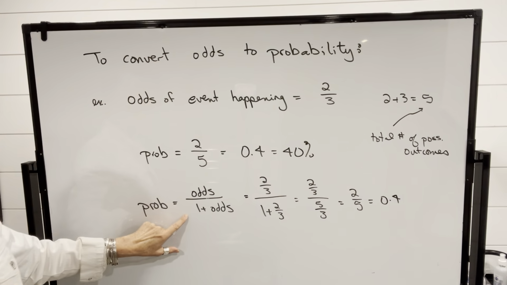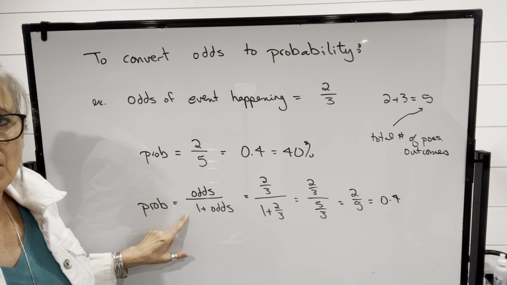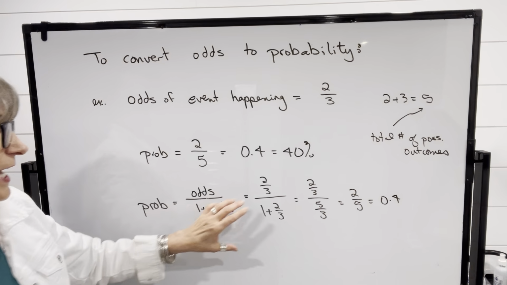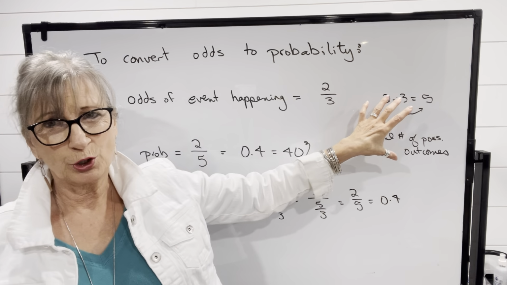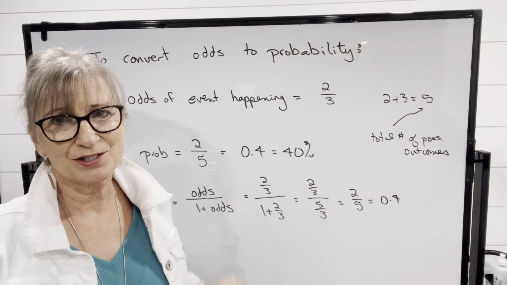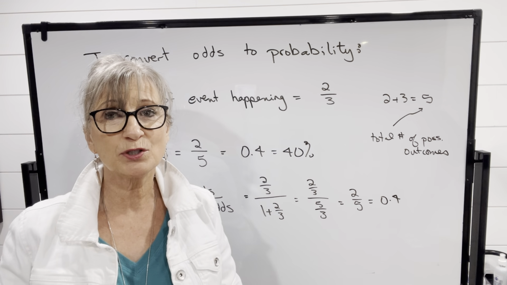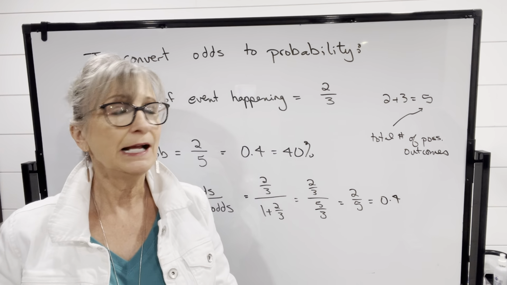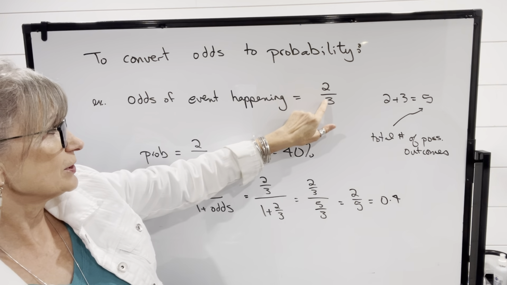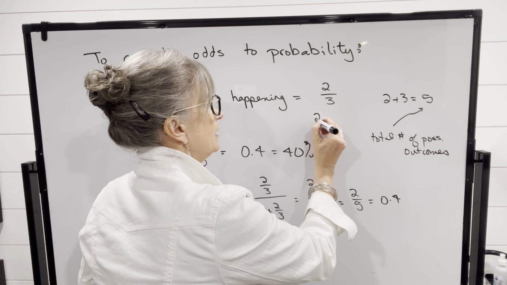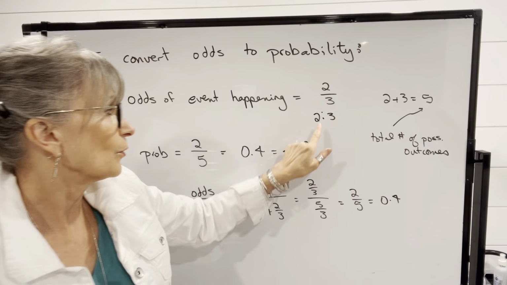So there is a formula that allows you to find probability when you know odds, but I like to do it more instinctually than using this formula. The key thing to remember is probability has to be a number between 0 and 1, and odds have to be expressed as a ratio, either written in fraction form or in ratio form.